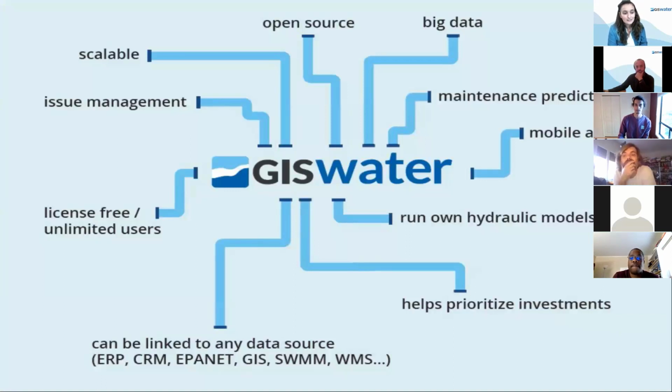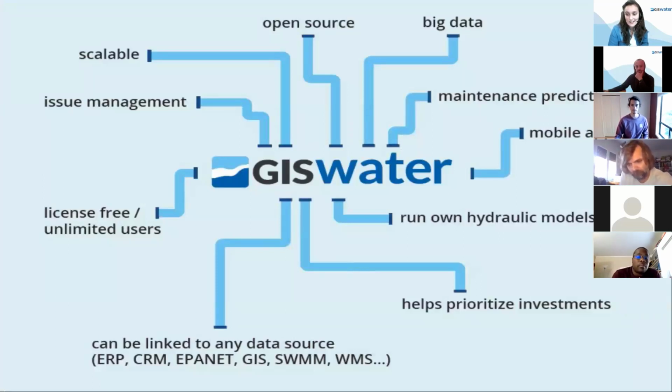Now, let's have a look at how Giswater can be used. In addition to being a very interesting tool to digitalize your network assets, as it is GIS and has hydraulic models prepared to simulate as a digital clone, it has other advantages such as being open source. It can work with big data. It is predictive maintenance. You can work with a mobile app.